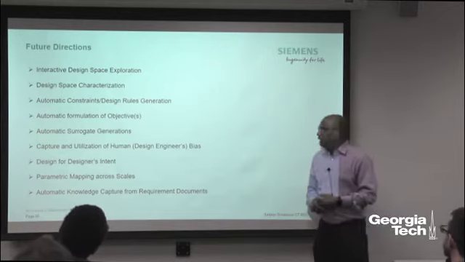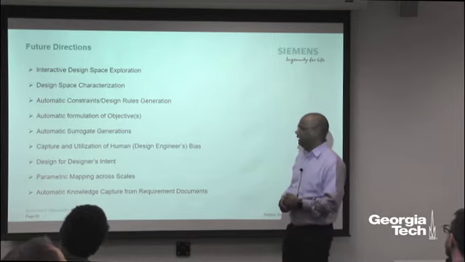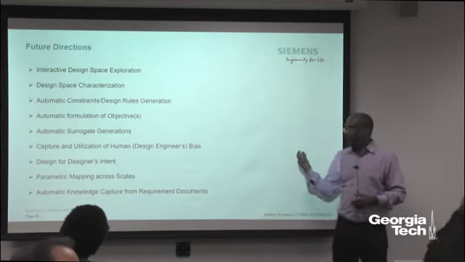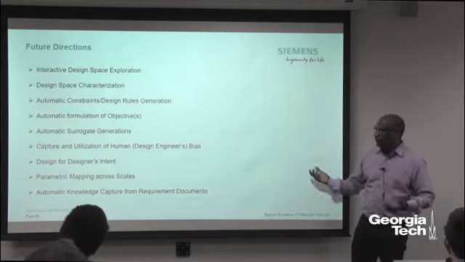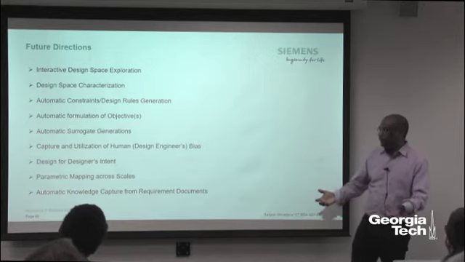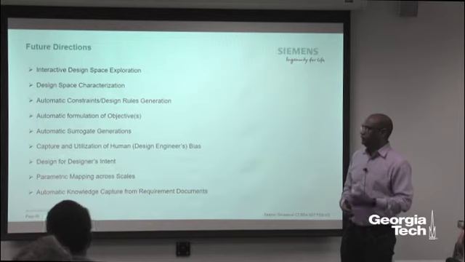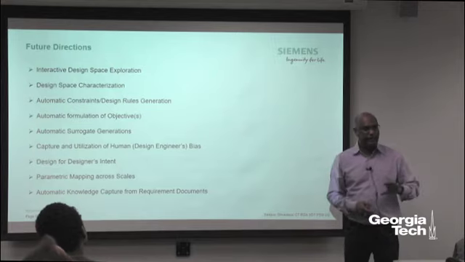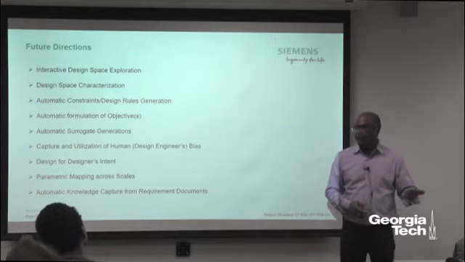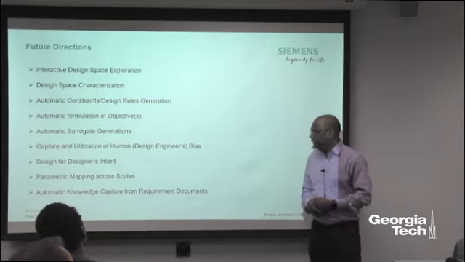So how do you capture and utilize human bias, right? A lot of the time there's a bias in the design engineer's head, and how do you capture that kind of bias so that you can show proper designs to him? Design for designer's intent. This goes towards the first, the cartoon which I had: how can we make sure that whatever the designer's intent was, I can capture that? Can I really understand the intent and what he actually needs, and then utilize that?